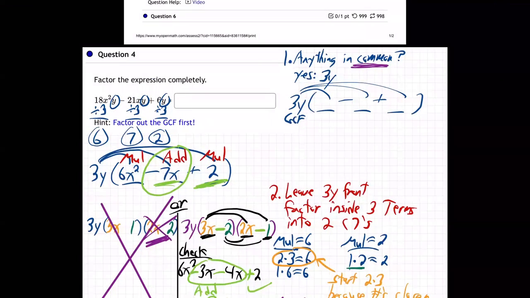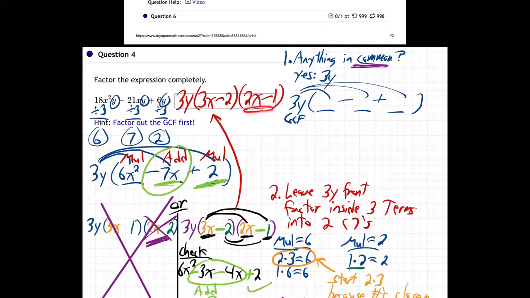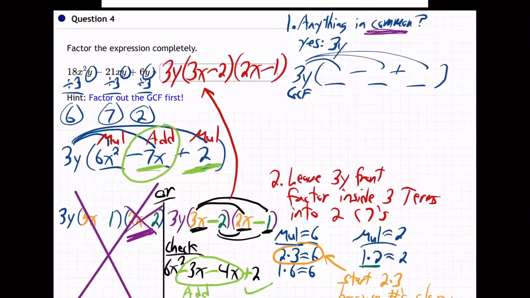We can bring it on up now, right up here. This is the answer. So don't forget about the 3y in the front, the greatest common factor we took out on step 1. 3y times (3x minus 2)(2x minus 1). There it is. And again, you could switch order. You could have the 2x minus 1 and you could switch the order on these guys. I mean, the whole parenthesis. This whole parenthesis could go on the back. It doesn't matter. And there it is.